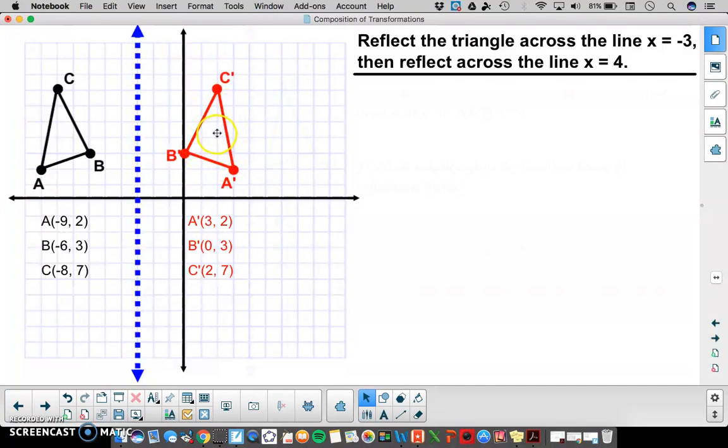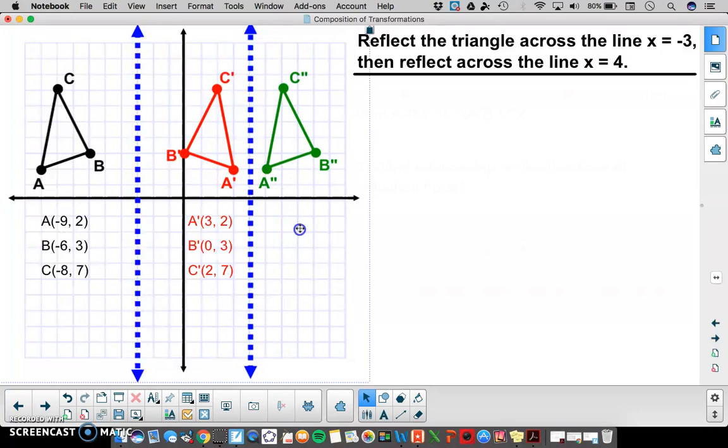The image from my first transformation now becomes my pre-image, and I'm going to reflect across the line x equals 4. So when I reflect across that line, I get the points A double prime at (5, 2), B double prime at (8, 3), and C double prime at (6, 7).